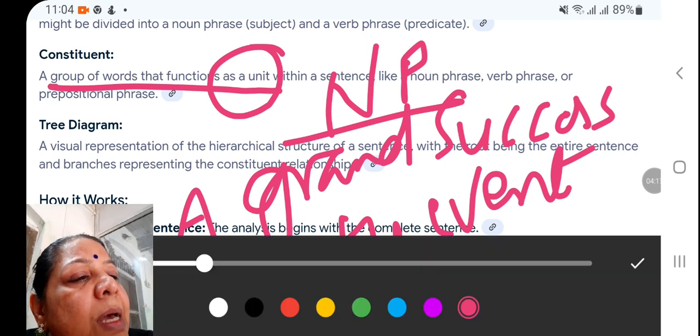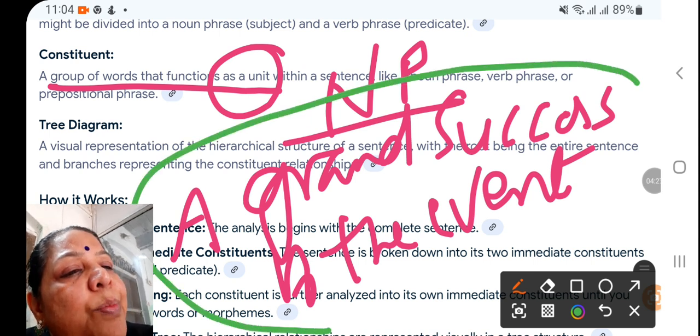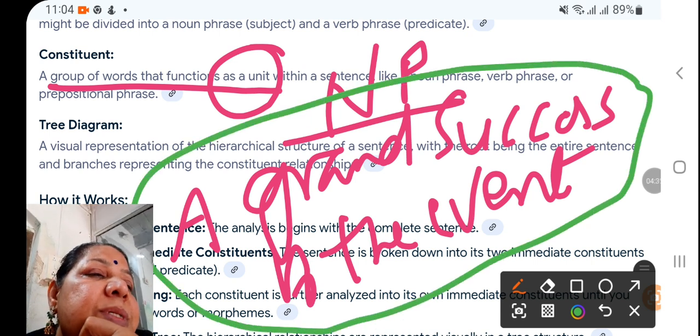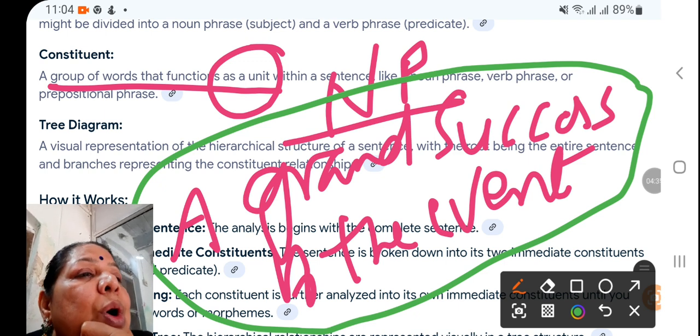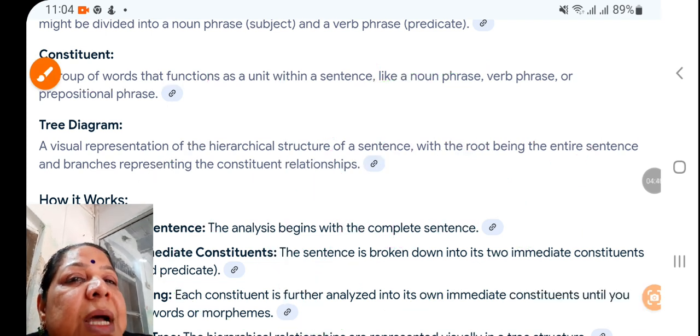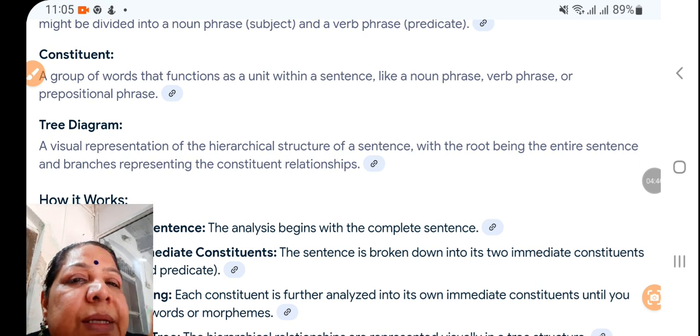So here what they say is that a group of words that functions as a unit, right? So this is the group of words which functions as a unit, or noun phrase, and it is called a constituent, right? So these are the constituents, meaning small phrases make one sentence, right?